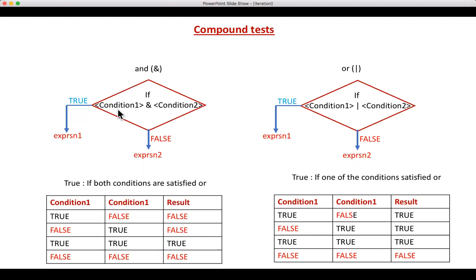So what we are trying to do here is test two conditions, and there are two different ways you can do it. One is called and, and the other is called or. And is represented by &&, and or is represented by vertical lines, generally, when you're writing these codes.